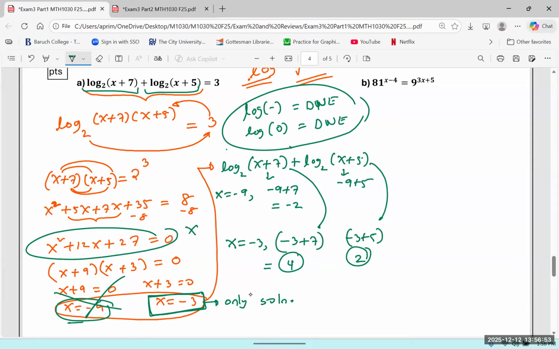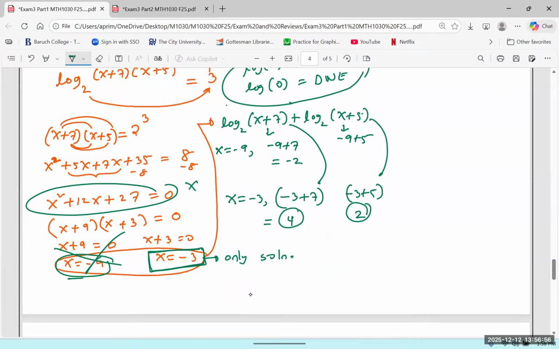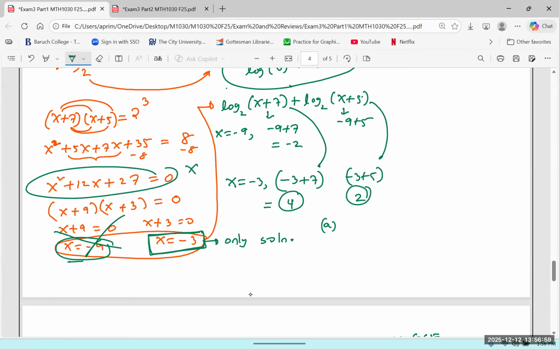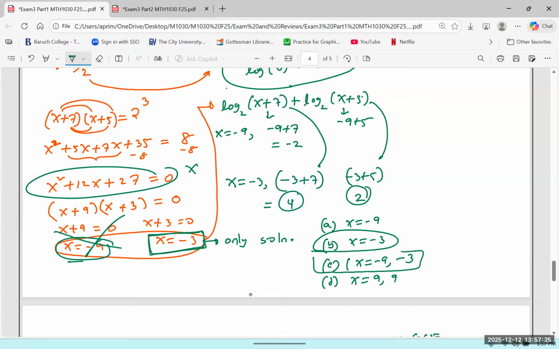So if you have multiple choice, you're going to have all of them. You're going to have choice A, x equals -9. Choice B, x equals -3. Choice C, x equals -9, -3. Choice D, x equals +9, +3. See, all of these are there, but which one is correct? But what most of you did, you thought this is correct, and you got everything wrong. This is like an example.